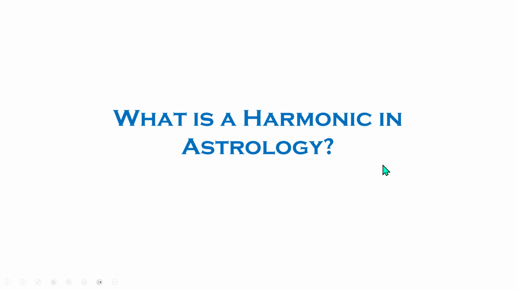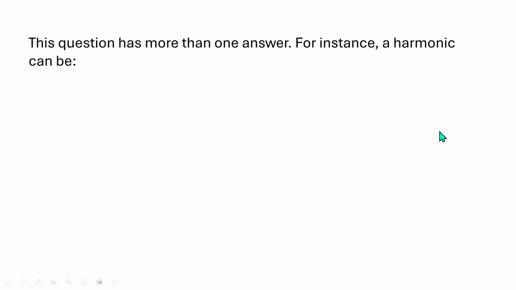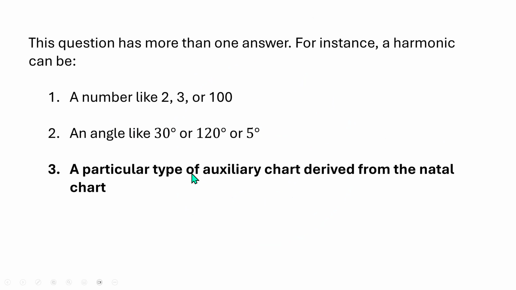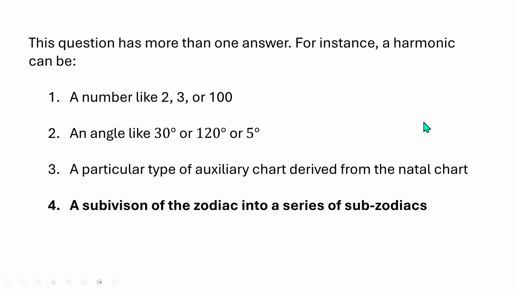Okay, now let's talk a little bit about what is a harmonic in astrology. Well, this is a question that has more than one answer. For instance, a harmonic can be just a number like 2, 3, or 100. It can be an angle like 30 degrees, 120 degrees, or even 5 degrees. It can be a particular type of auxiliary chart derived from the natal chart. And it can be a subdivision of the zodiac into a series of sub-zodiacs.